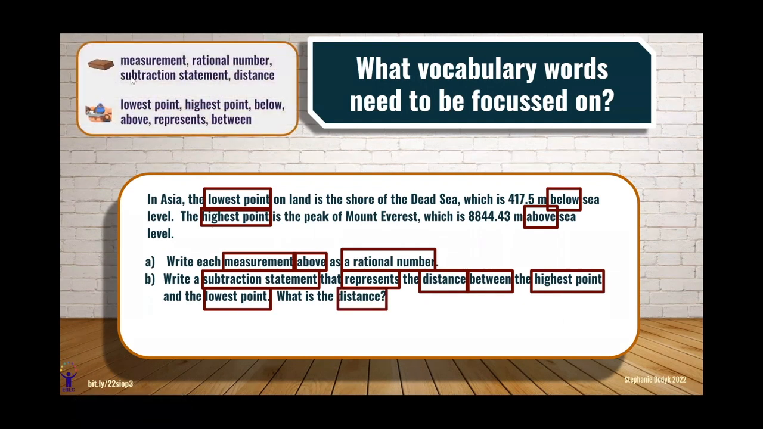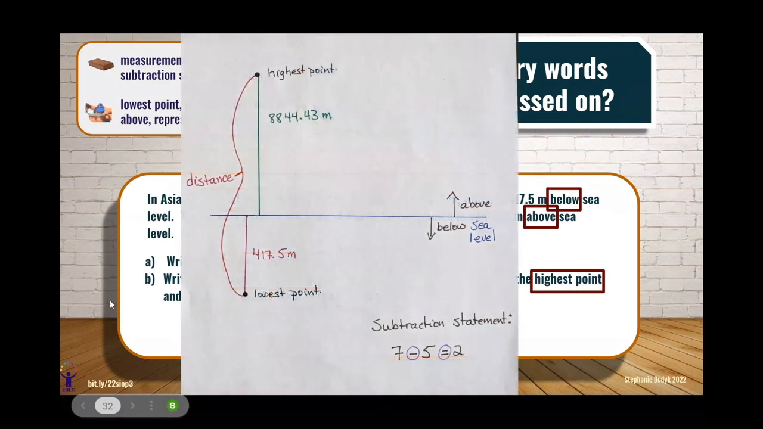But then if we categorize those, our brick words, our tier 3 words that students should know, are like measurement, rational number, subtraction statement, distance. But then the mortar words that they need to understand this problem are like lowest point, highest point, below, above, all those high frequency words and prepositional phrases that they need to focus on. And again, tapping in and adding those visuals is a huge benefit for our students.